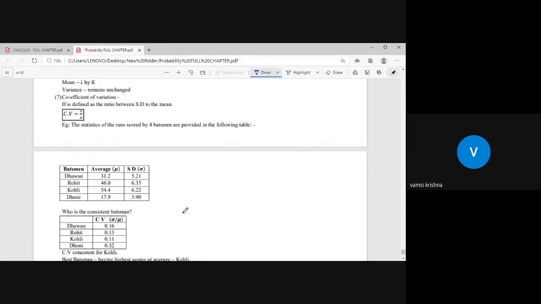And next I want to focus on coefficient of variation. Yes, here it is. It is defined as the ratio between the standard deviation sigma and the mean mu. For this coefficient of variation, the variation should be less. If the variation is less, then you are said to be more consistent.